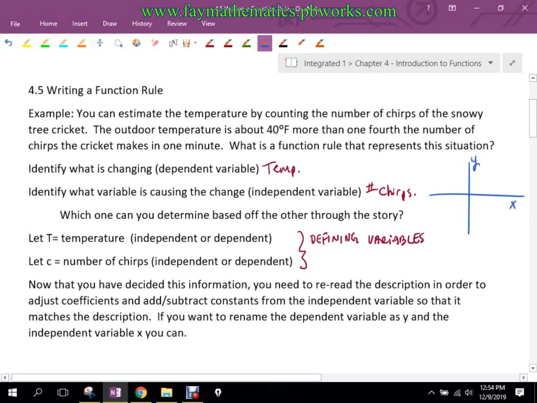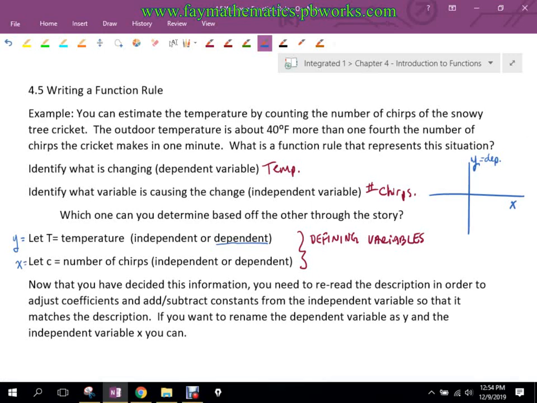Back at the beginning of chapter 4, in 4.1 and 4.2, which one of these was the dependent, the X or the Y? The Y was dependent. Good. So if you're going to choose down here, instead of using T and C, you wanted to use X and Y, you can by all means do that. But because Y is your dependent, and in this case T was our dependent, we would have to let Y be the temperature, and we would have to let X then be the number of chirps. Does that kind of make sense, if you were a person using X's and Y's?